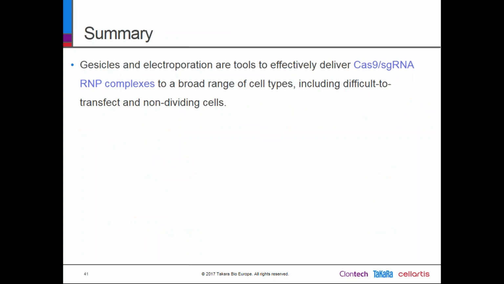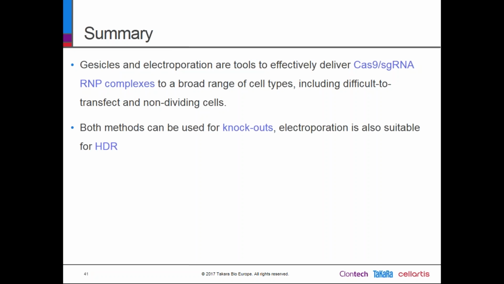Yeah, I hope that I could show you that jasicles and electroporation are two great tools to effectively deliver Cas9 guide RNA RNP complexes to a broad range of cell types, including difficult to transfect and non-dividing cells. Both methods can be used for knockouts, and electroporation is also suitable for homology-directed repair.